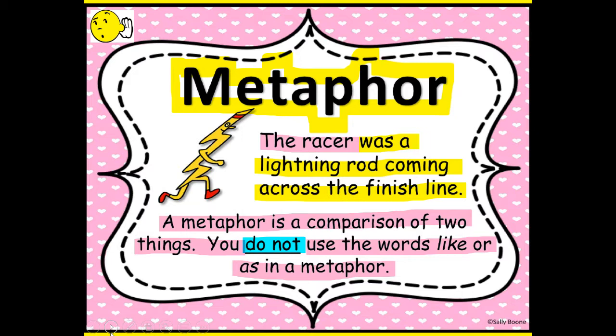Was the racer really a lightning rod? No. Figuratively, he was a lightning rod, not like a lightning rod, he was. So for metaphors, the big difference is you do not use the words like or as in a metaphor. You're saying the racer was a lightning rod.